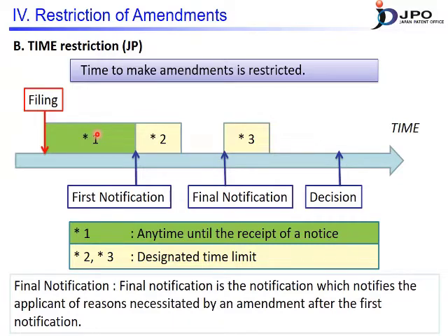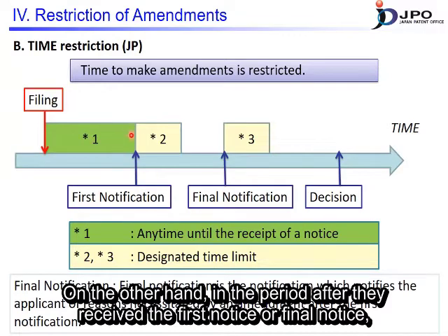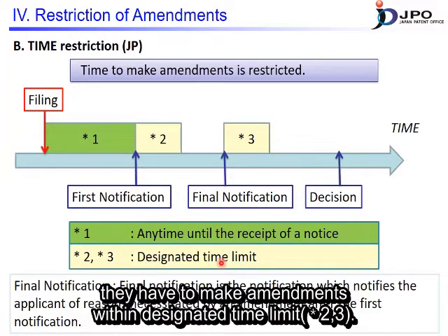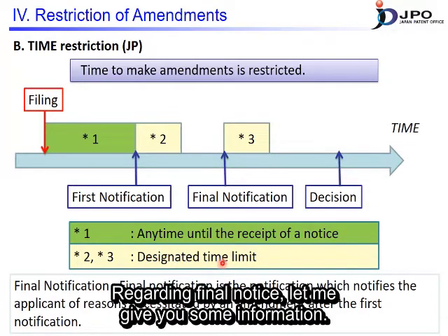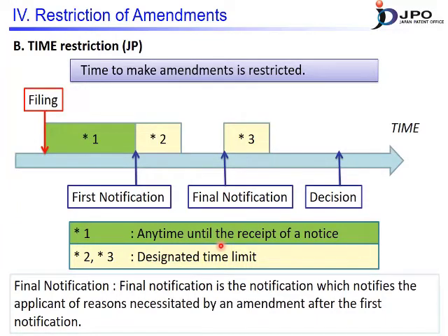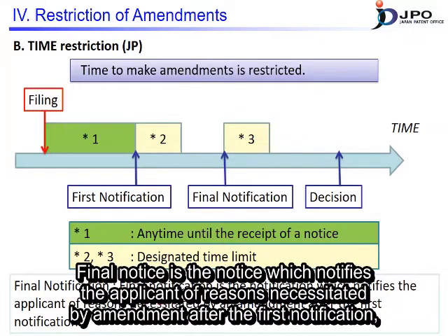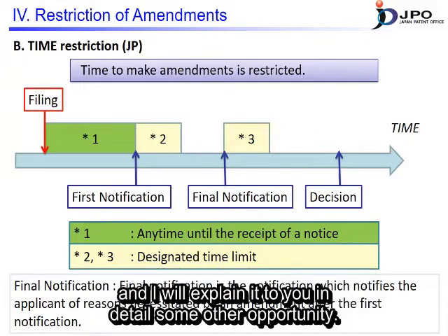This is asterisk 1. On the other hand, in the period after they receive the first notice or final notice, they have to make amendment within the designated time limit. Regarding final notice, let me give you some information. Final notice is a notice which notifies the applicant of reasons necessitated by amendment after the first notification, and I will explain it to you in detail on some other opportunity.